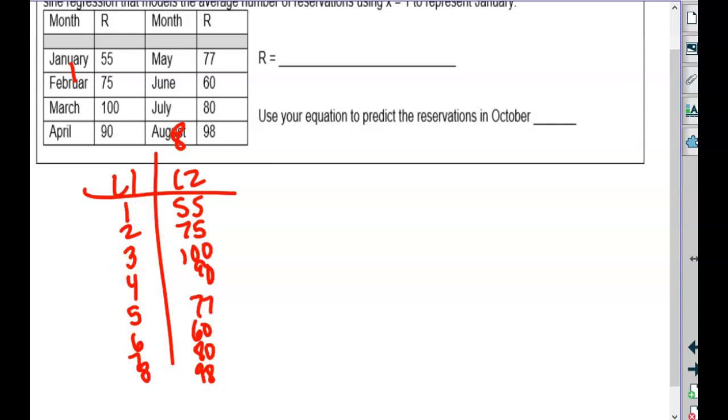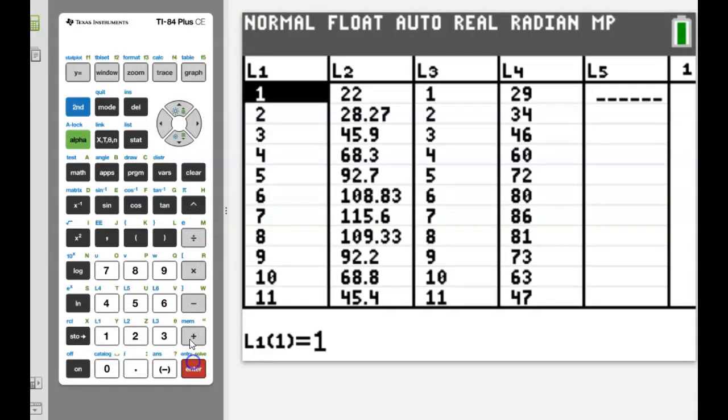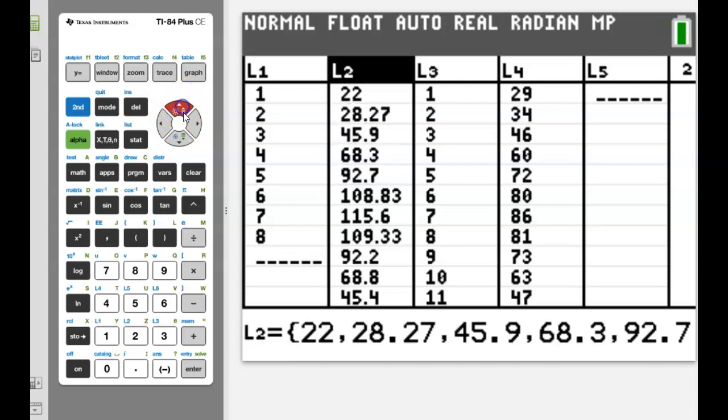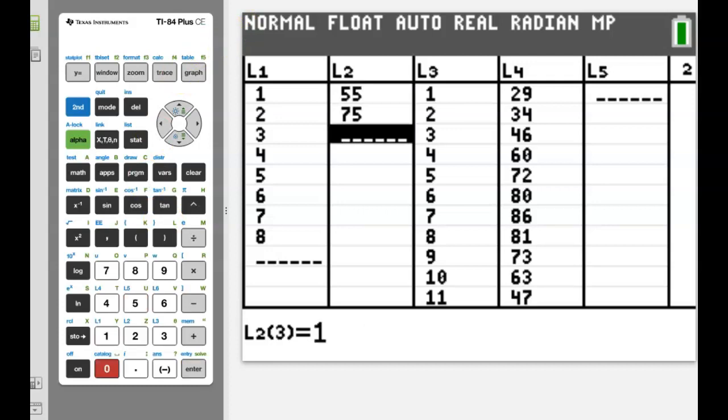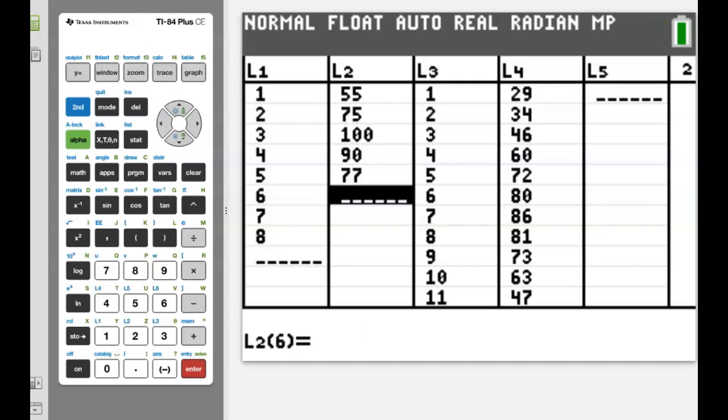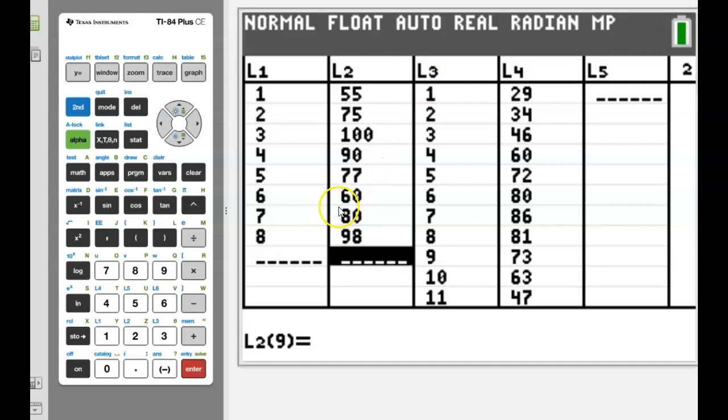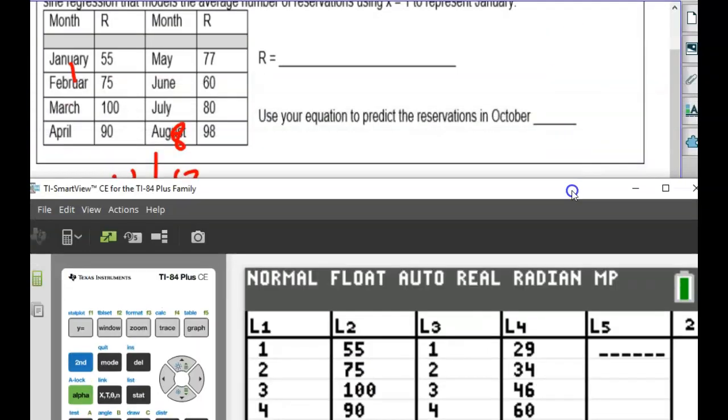Okay, and I have not put them in. Brandon, you want to read them to me real fast? Somebody got them? 55, 75, 190, 77, 100, 90, 77, 60, 80, 98. Okay, proofread that you have them in right, because if you got them wrong, I can't tell that later by your mistake.